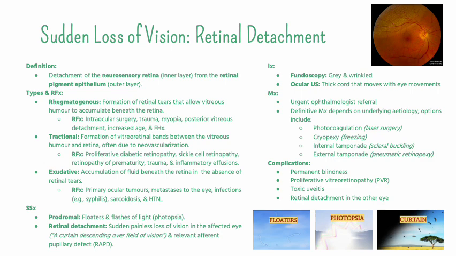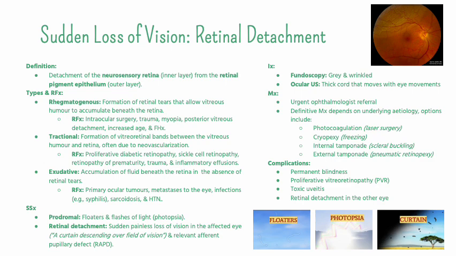In exudative retinal detachment, there is an accumulation of fluid beneath the retina, in the absence of retinal tears. And that buildup of fluid results in detachment. The risk factors are primary ocular tumors, mets to the eye, infections such as syphilis, sarcoidosis, and hypertension.